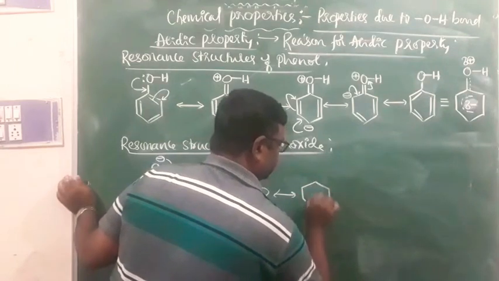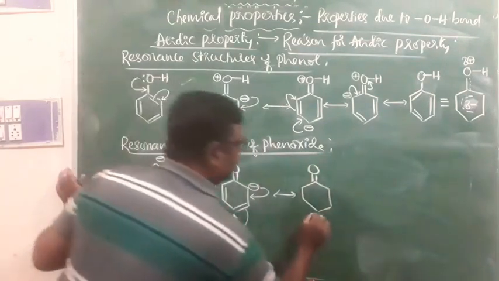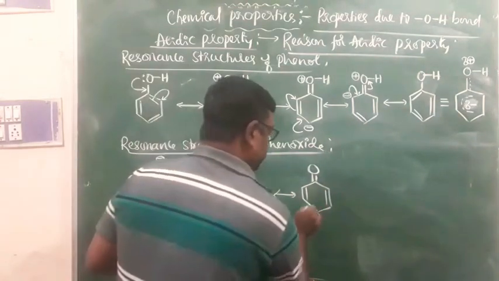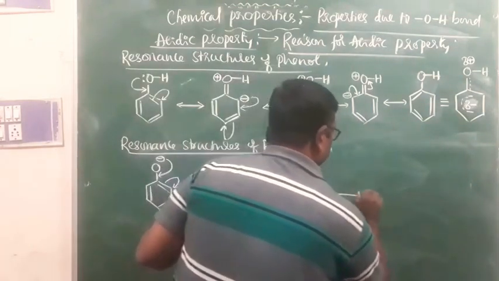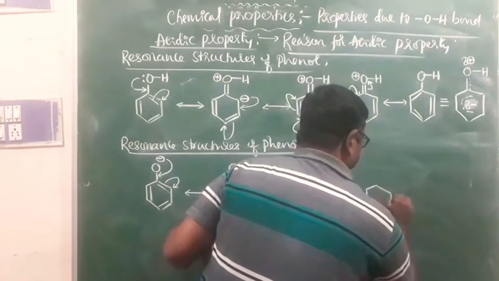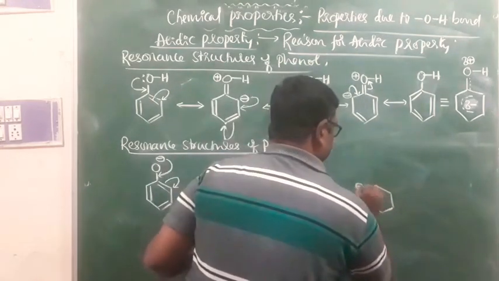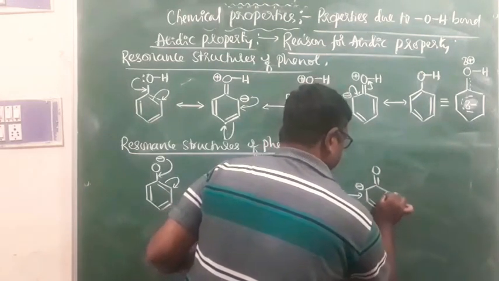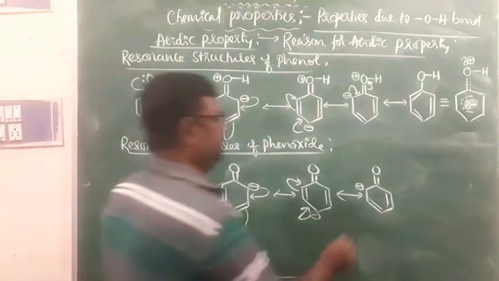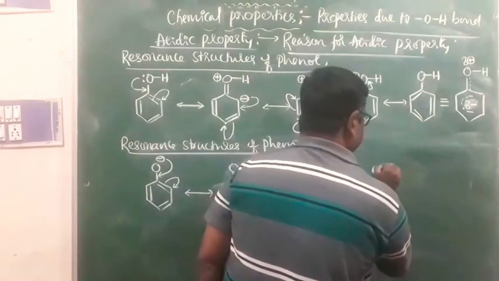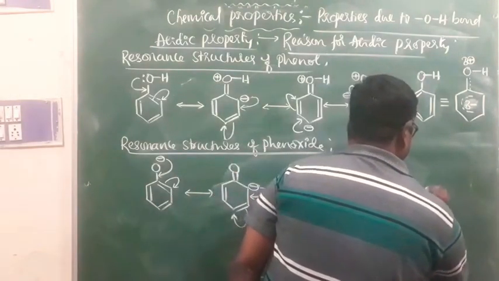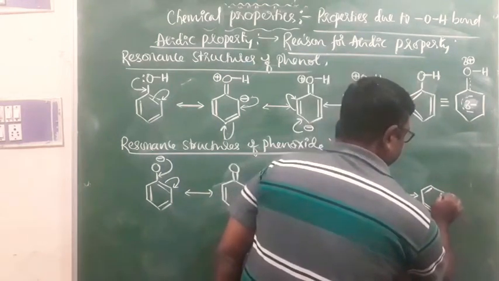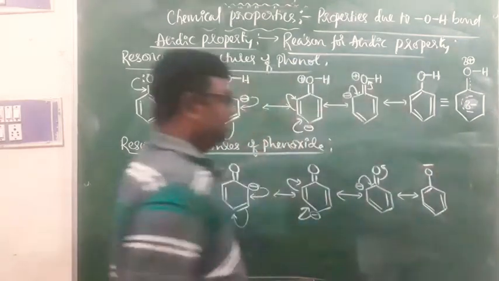Here it is a double bond, and here it is minus, here a double bond. Continuing that, you can write one more resonance structure. This is minus, and of course a double bond. Here a double bond, and a double bond. Continuing like that, you can write one more resonance structure, double bond and double bond. It is O minus. Look at this.